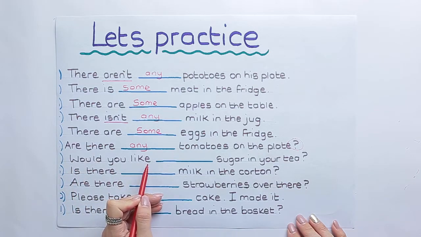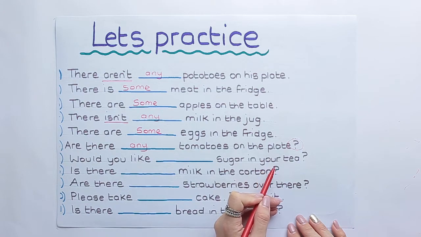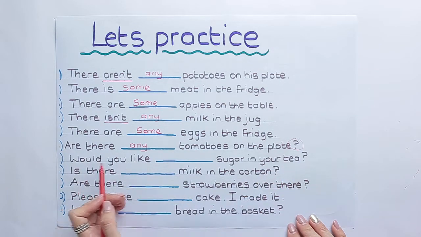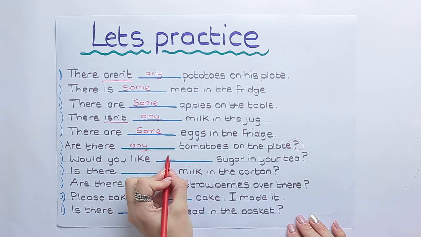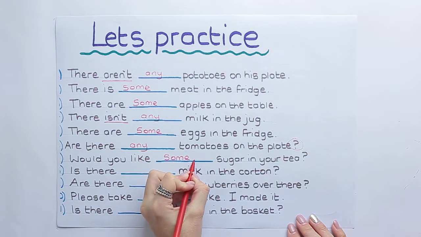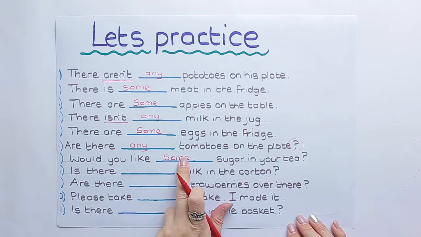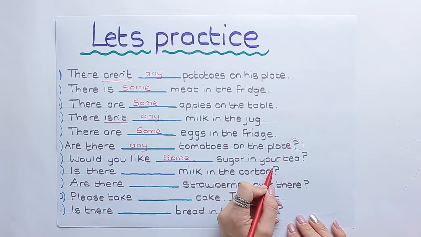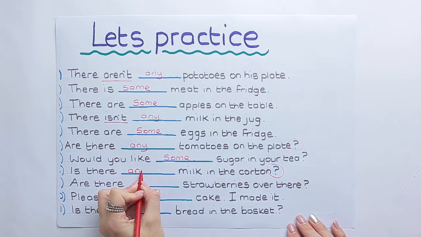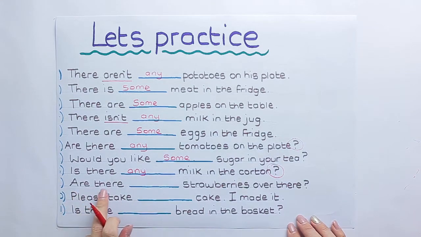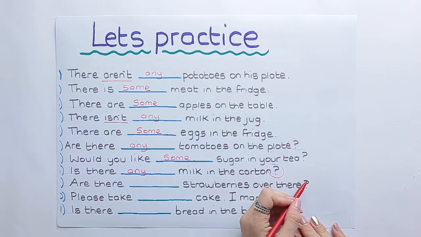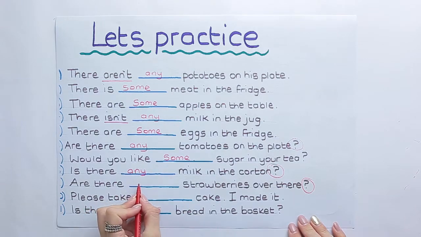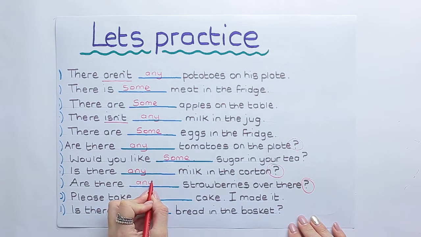Would you like sugar in your tea? You are offering. This is some. Good, some. Would you like some sugar in your tea? Is there milk in the carton? Any. Good. Are there strawberries over there? Yes, any. Are there any strawberries over there?